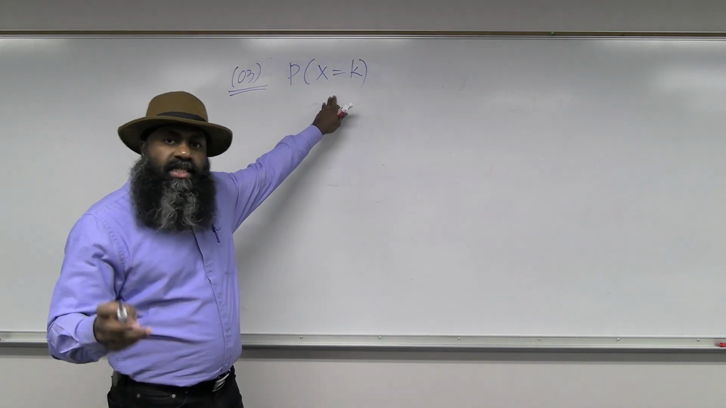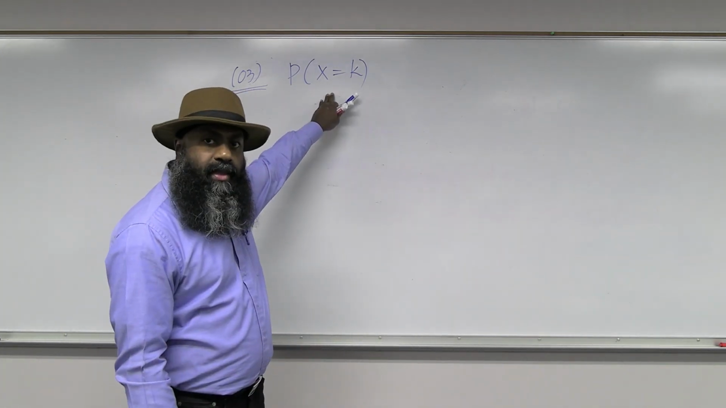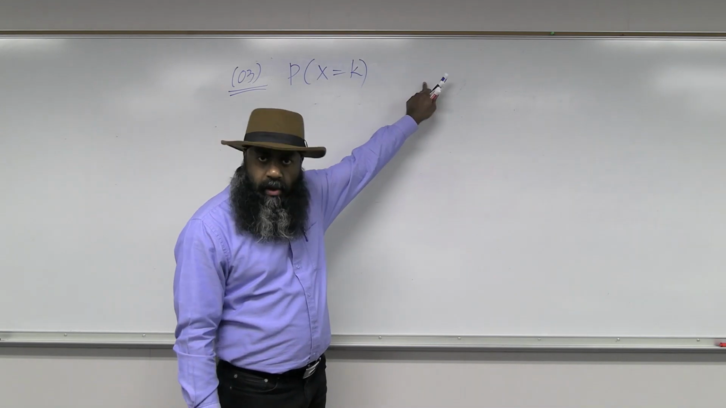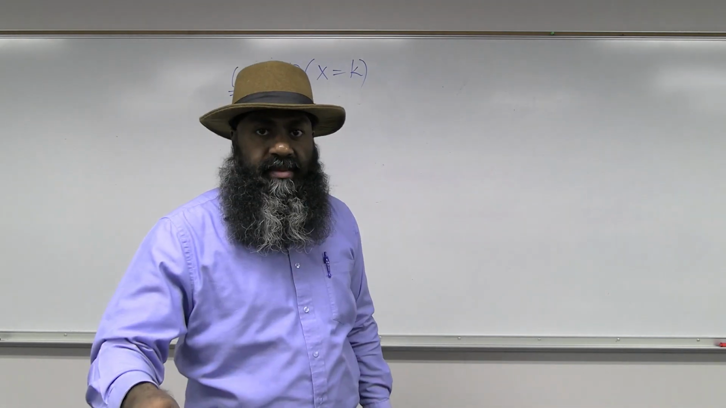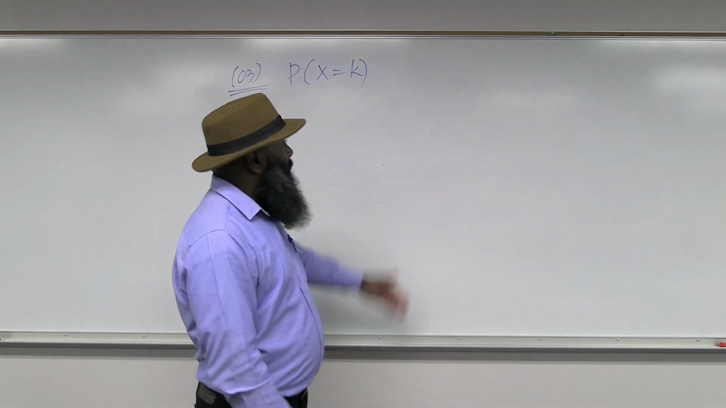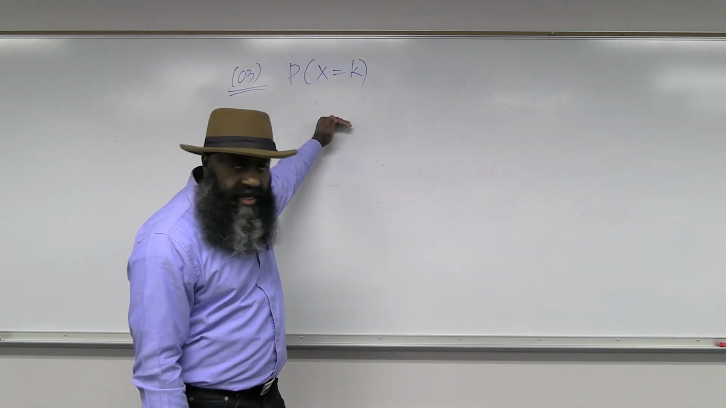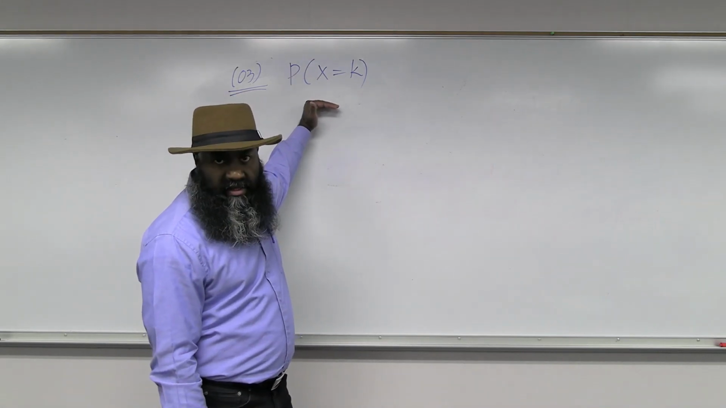Now, if my X was a continuous random variable, what is this probability? This probability is equal to 0 if X is continuous. That's very important. But here, in this section, we discuss only the discrete probability distributions. That means for discrete random variables.